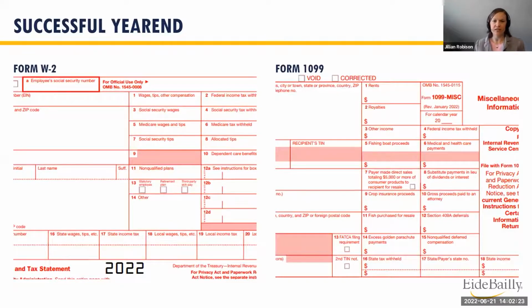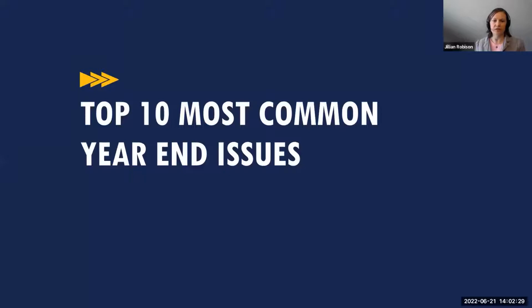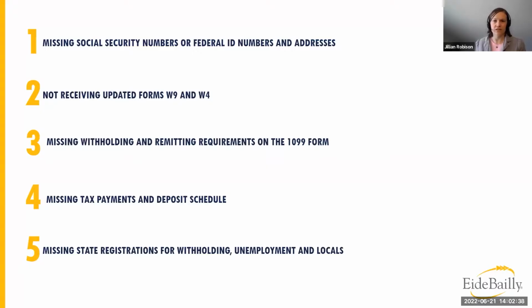So our goal is to get our W-2s and our 1099s figured out, and that is our plan in this webinar. To start, we wanted to talk about 10 common issues we have at year end, and then we'll give you some solutions. The first one is missing social security numbers or federal ID numbers, as well as addresses. That happens often in the 1099 world. I'll talk about 1099s and Kate will talk to payroll.